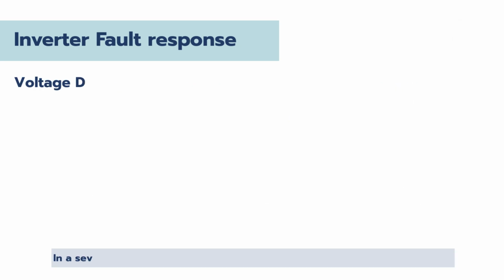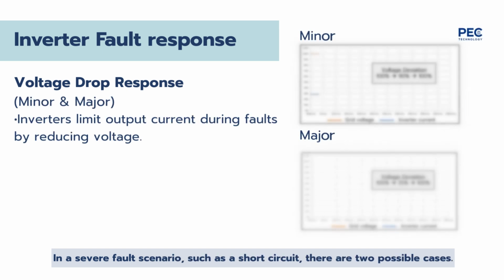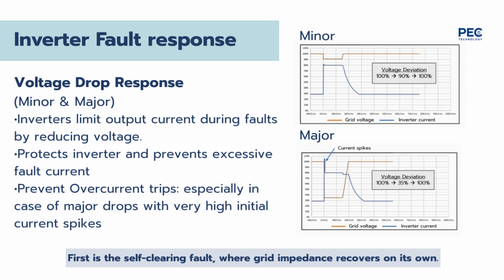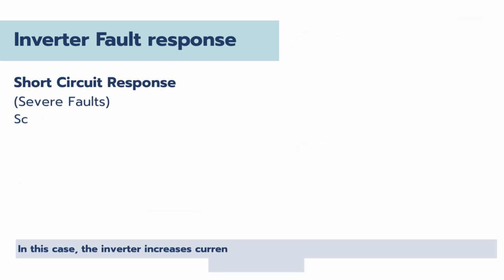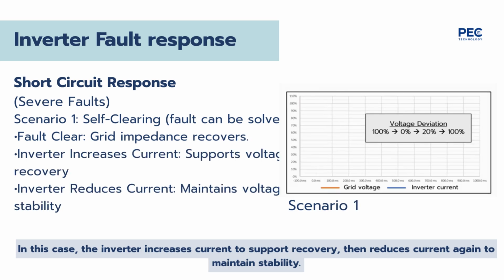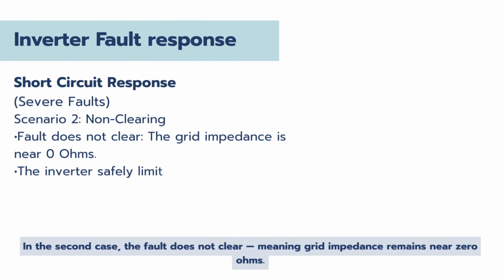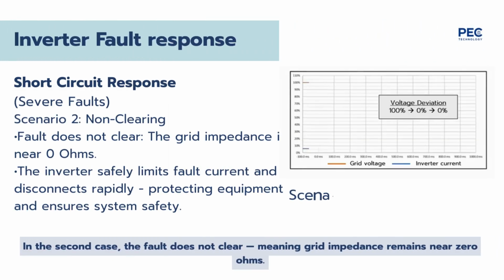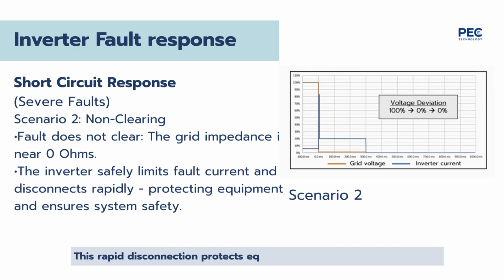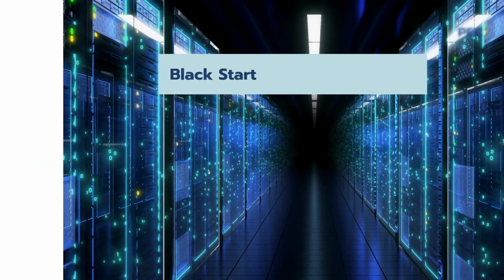In a severe fault scenario, such as a short circuit, there are two possible cases. First is the self-clearing fault, where grid impedance recovers on its own. In this case, the inverter increases current to support recovery, then reduces current again to maintain stability. In the second case, the fault does not clear, meaning grid impedance remains near 0 ohms. Here, the inverter must act quickly to limit fault current and disconnect. This rapid disconnection protects equipment and ensures system safety.